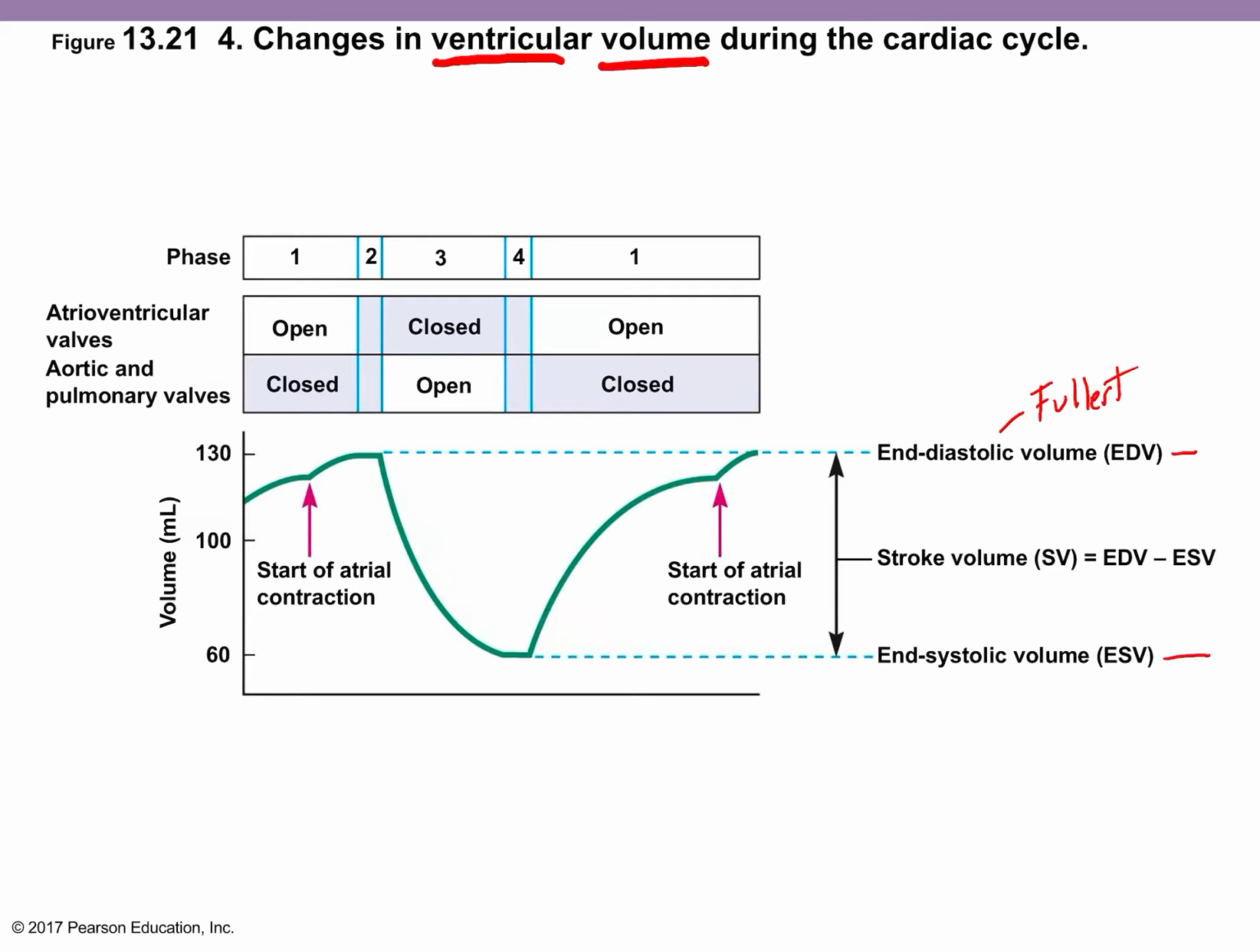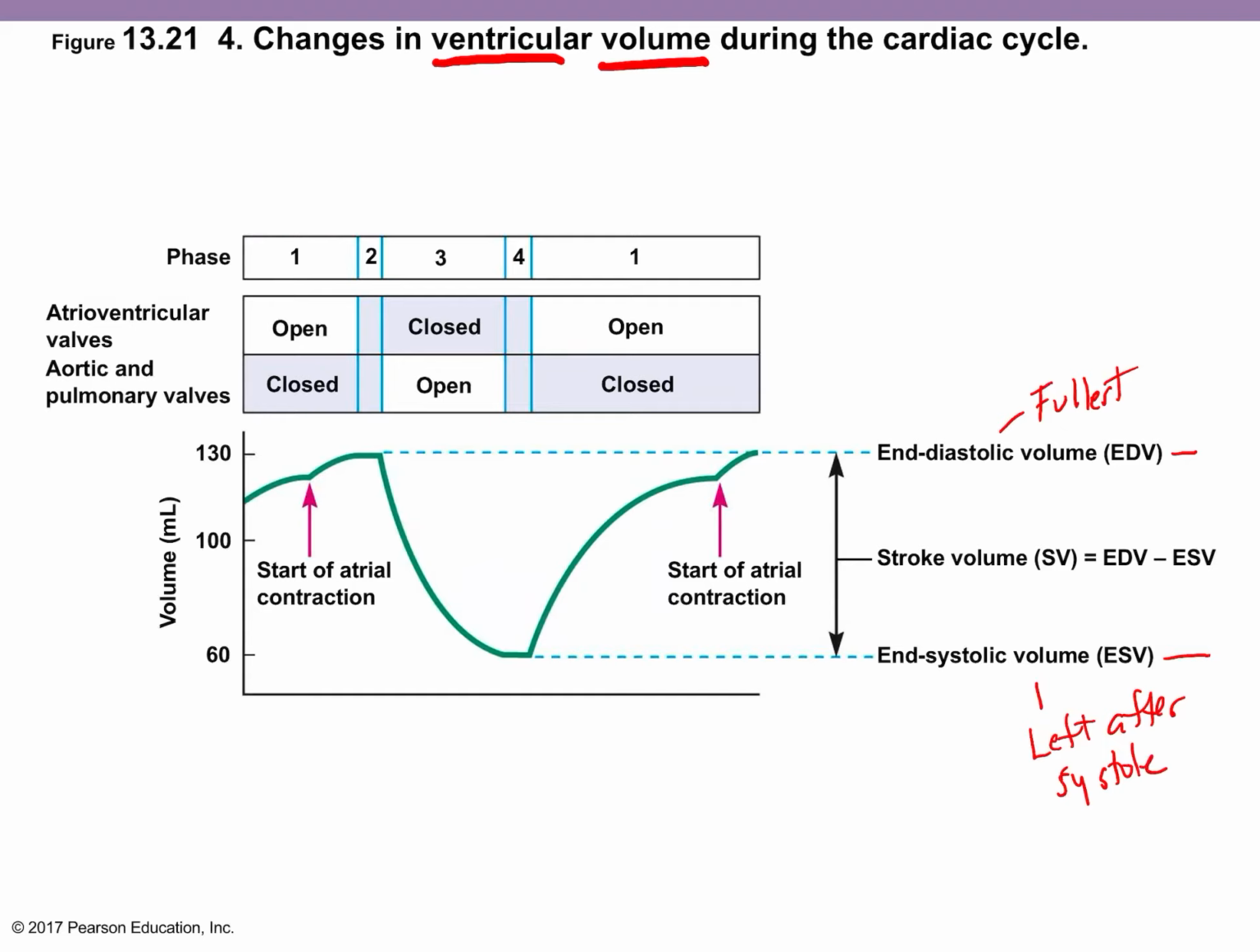The end systolic volume is going to be right after it's ejected all that blood, how much blood is left inside of the ventricle, because it doesn't empty completely. So the end systolic volume is what's left after systole, and that should make sense.